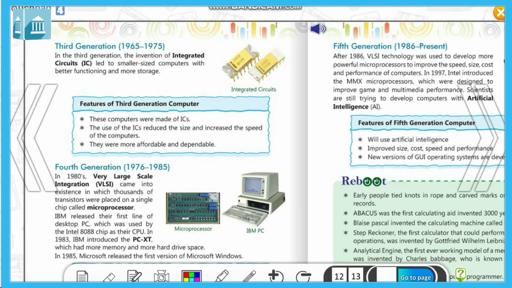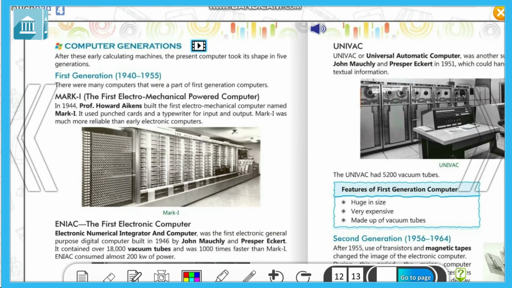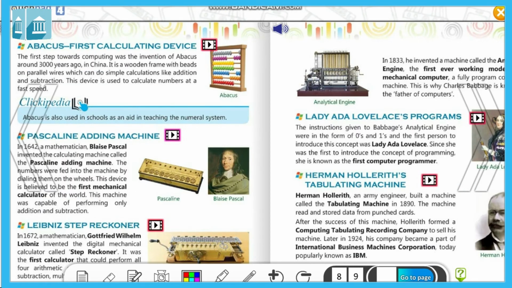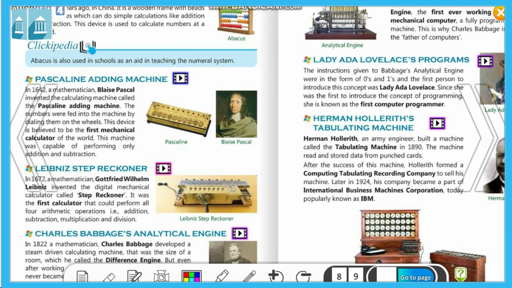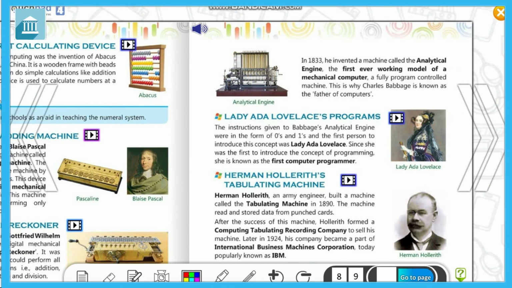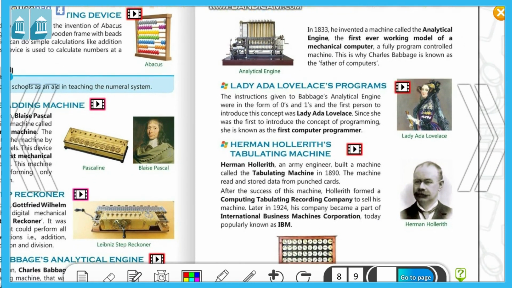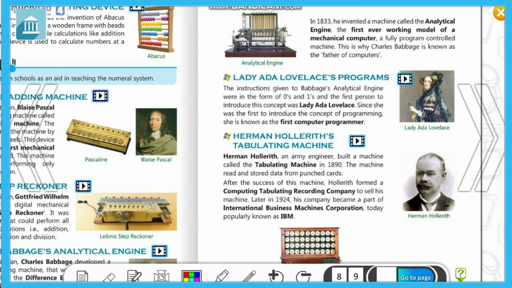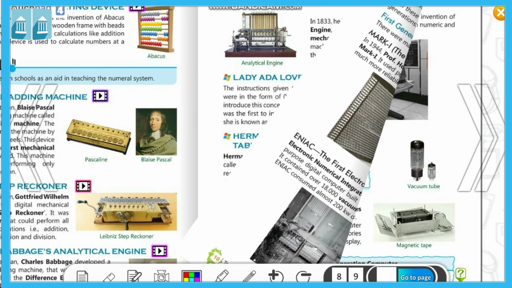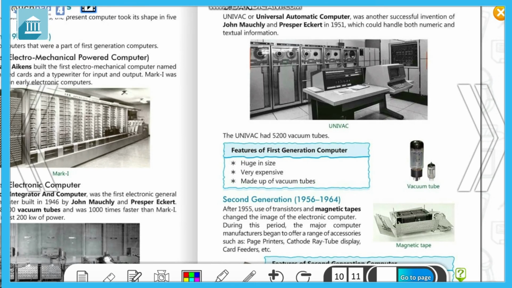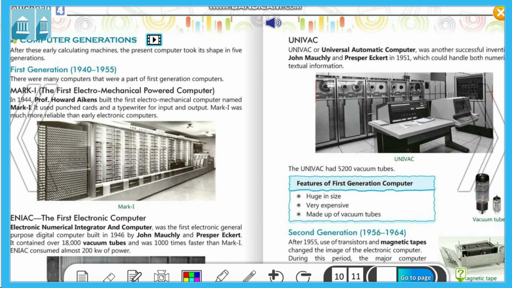Now the fourth and fifth generations we will learn in our next session. Till then, once again we are just repeating the points that we have covered. We have learned about the early counting tools: abacus, Pascaline adding machine, Leibniz tape recorder, Charles Babbage analytical engine, Lady Ada Lovelace, Herman Hollerith. Then we have also learned about the generations. Computers are divided into five generations.